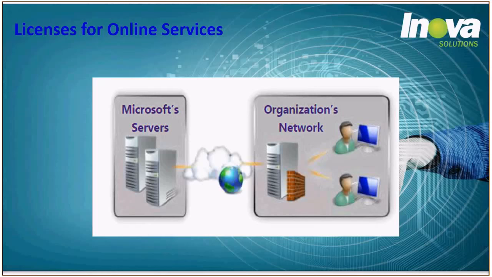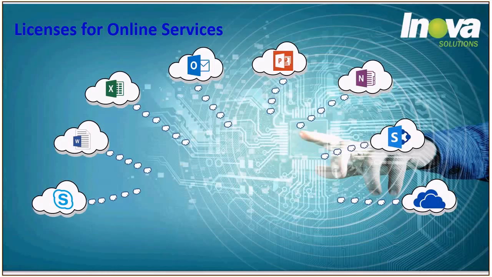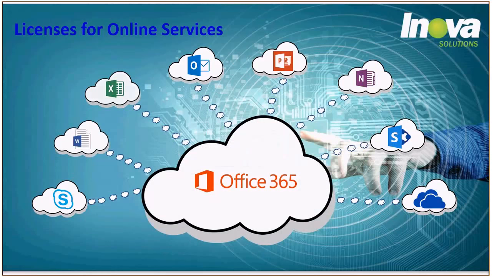Now, an example of an online service, which is well known, is Office 365. So with Office 365, it brings together all the cloud versions of the on-premise software that we know. For example, Word, Excel, Outlook, PowerPoint, SharePoint. It also includes Skype for Business, OneDrive, OneNote.